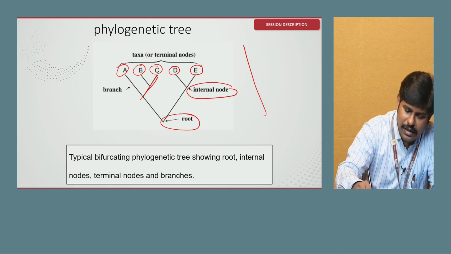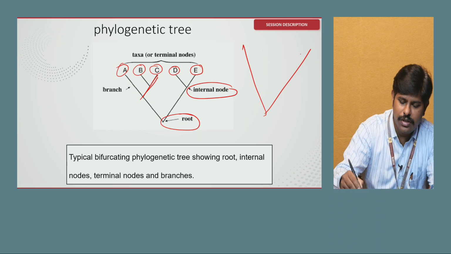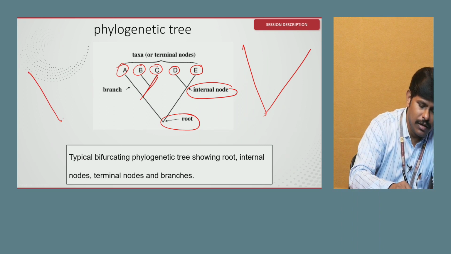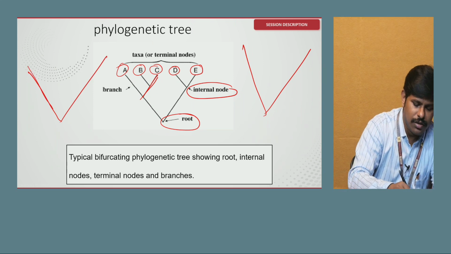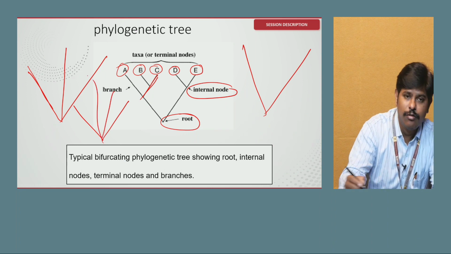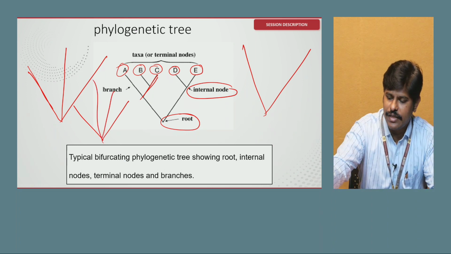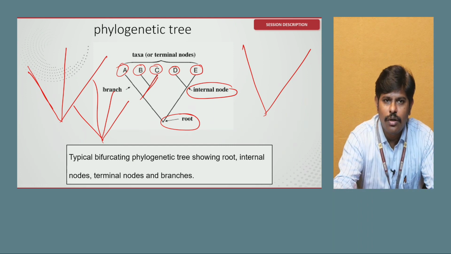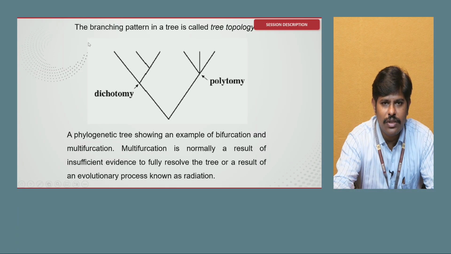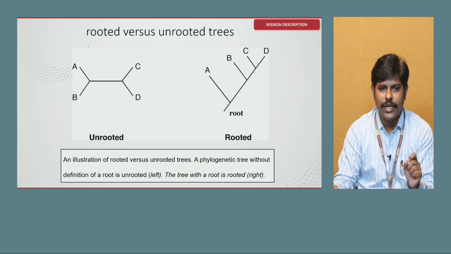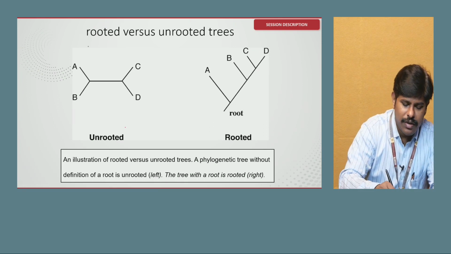This is a bifurcating tree, that means it is going in 2 directions. A tree can also be trifurcating, or if you have more than that, it will be a multifurcating tree. So taxa or terminal nodes, branches, internal nodes, and roots are the features of a phylogenetic tree. An unrooted tree is when we don't know where the root or the ancestor is.